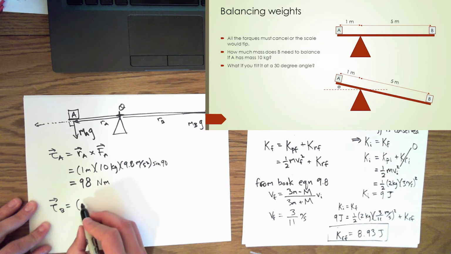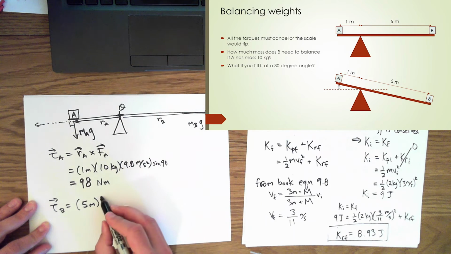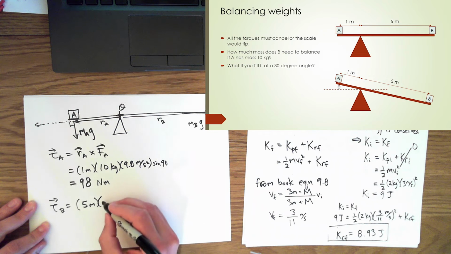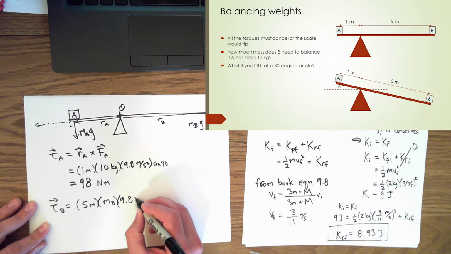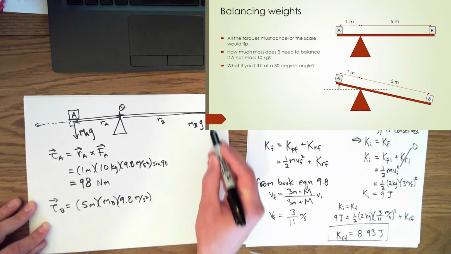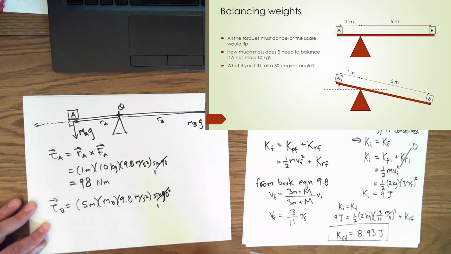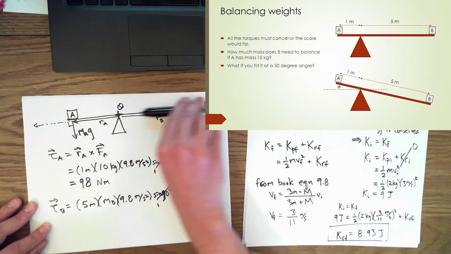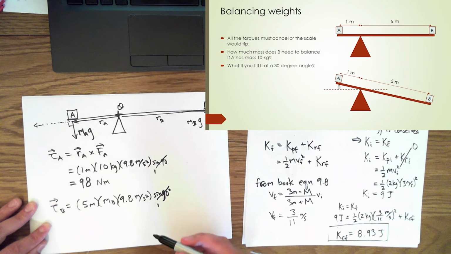So go ahead and write it down. 5 meters, that's the length of the position vector, and the magnitude of the force vector is going to be, again, mb times 9.8 meters per second squared times sine of 90 degrees. And that's, again, 1. This force vector and the position vector are at right angles to each other, again.